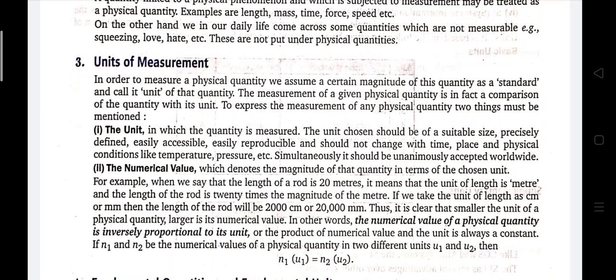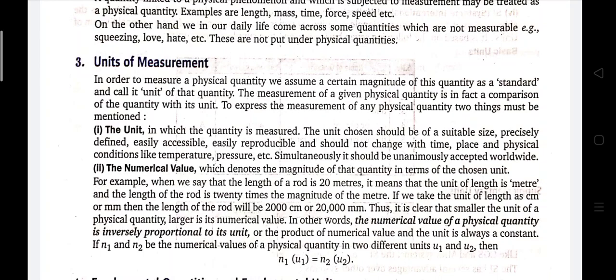What kind of unit should be there? It should be of suitable size, precisely defined. What do you mean by precisely defined? Its value should not change with circumstances, weather, conditions. Okay? Easily accessible and reproducible.